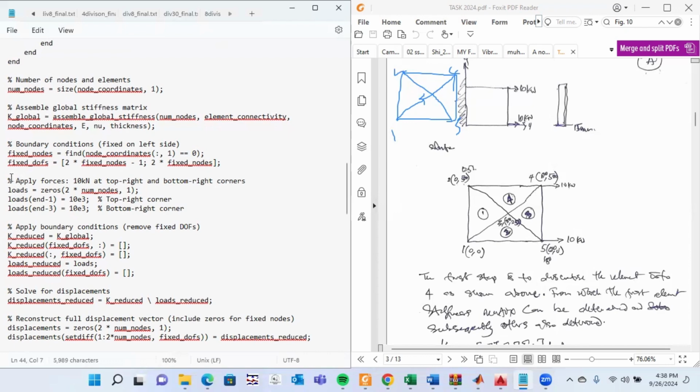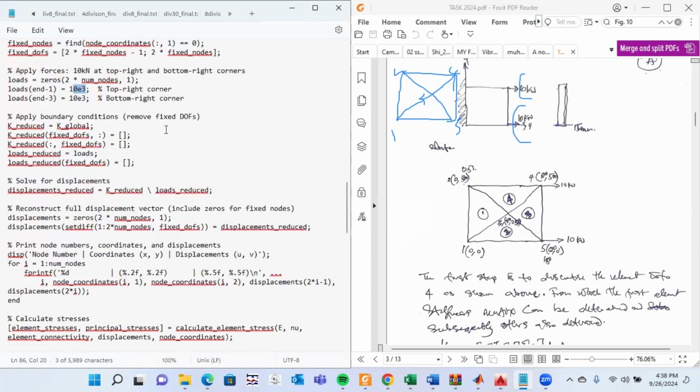Also, this is where they're defining the forces that they're applying. They're applying 10 kilonewtons at the top right. Remember the question from here. This is your 10 kilonewton. Let me see, I think there's a marker here. Yeah, this is your 10 kilonewton. The 10 kilonewton is applied at the top right corner, which is this part. And obviously, this 10 e raised to power 3, 10 kilonewton, is just converting it to newtons. So that one is not a big deal.